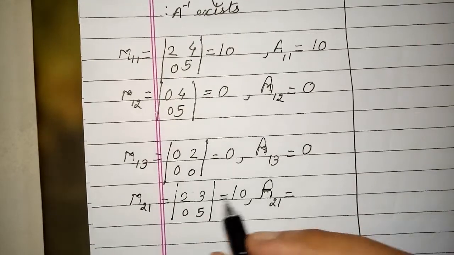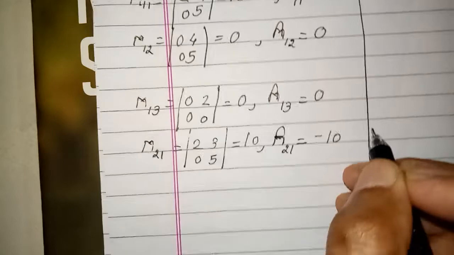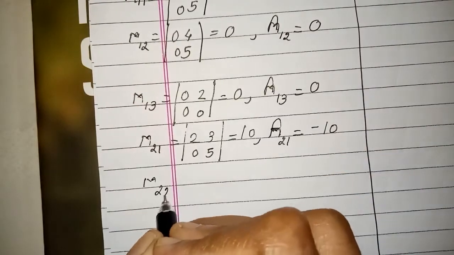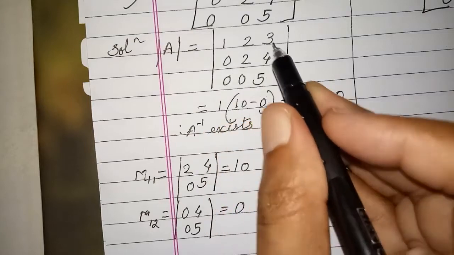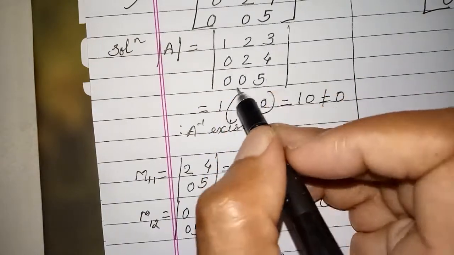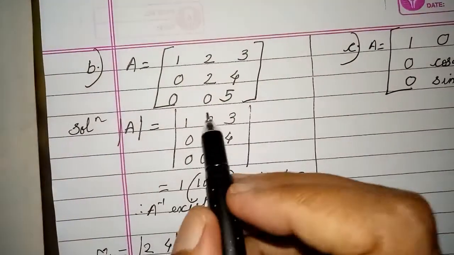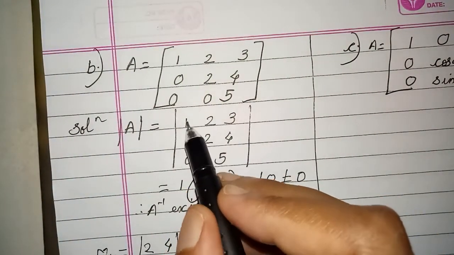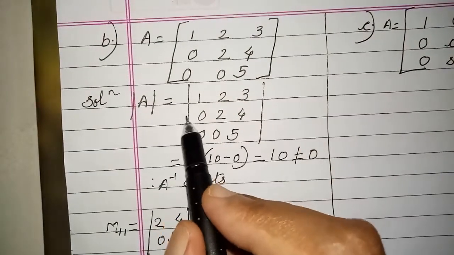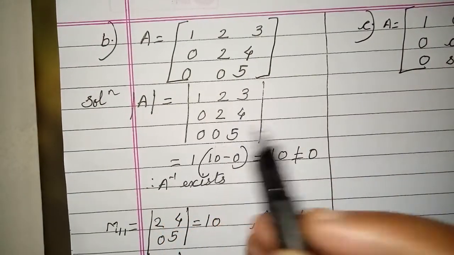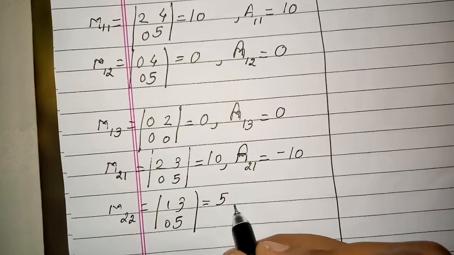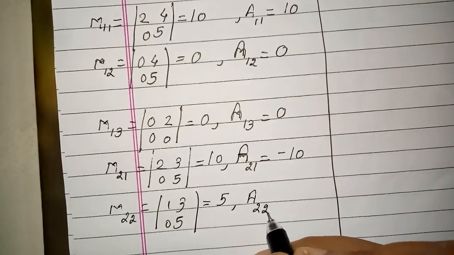So here it will be 10, position is negative. M22, it is second row, second column. So 13, 0, 5. I hope you are following, children. Second row, second column, so it's 5. So A22 is going to be 5.